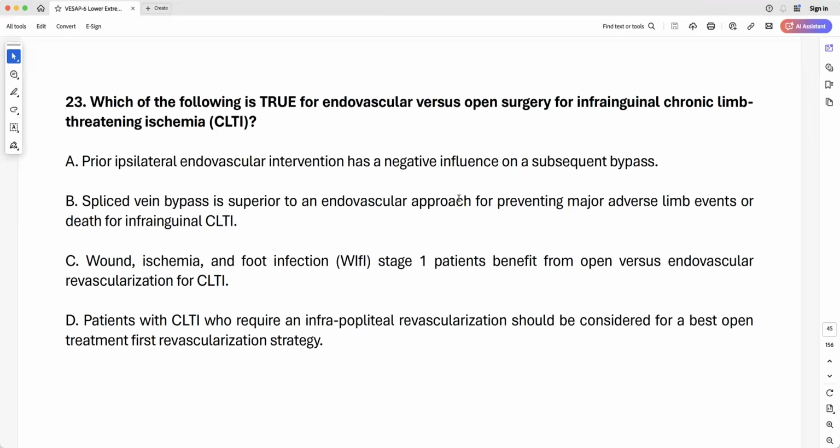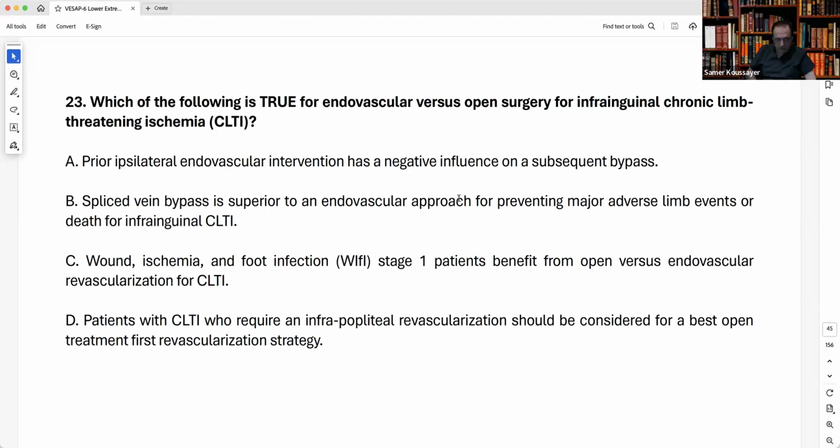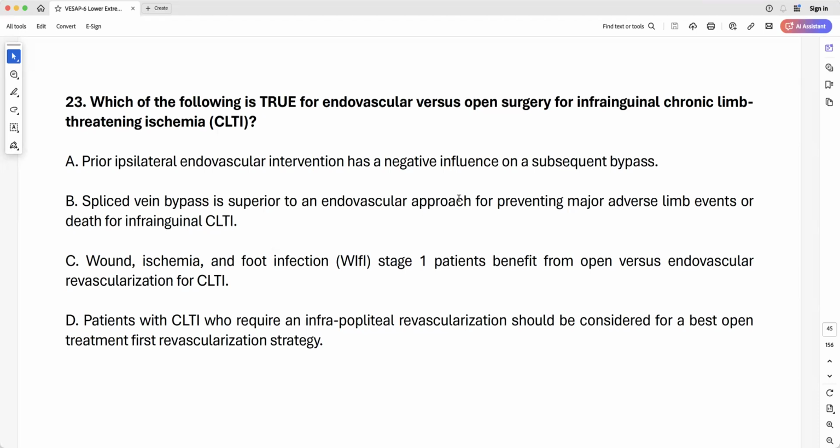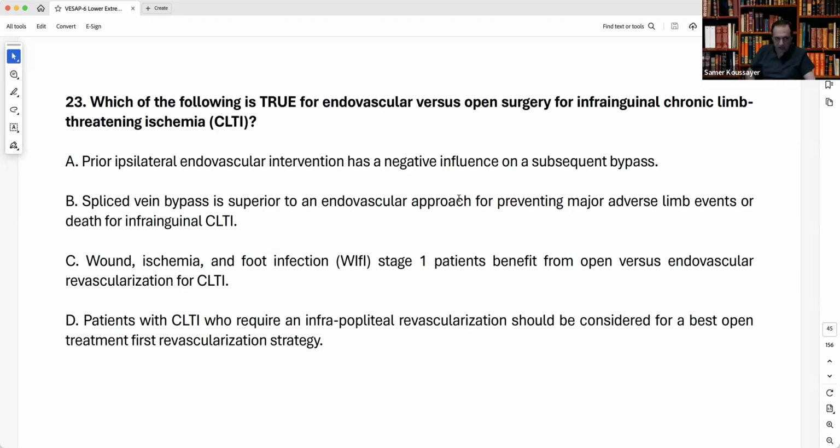B. Spliced vein bypass is superior to endovascular approach for preventing major adverse limb event or death for infrainguinal critical limb threatening ischemia? No. This is the BEST-CLI trial. They should know. As I said, yes, you need a good saphenous vein, not arm vein. Unless you're dealing with an infection, then it's a different story. If I have an infection and I have to do surgery and then have a vein, I may go to the arm. But for a patient just with critical limb ischemia, it is good saphenous vein or endovascular.